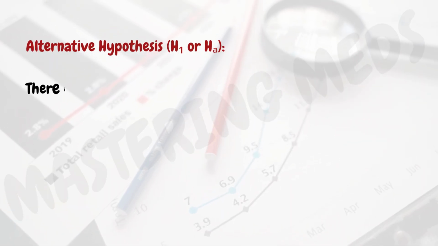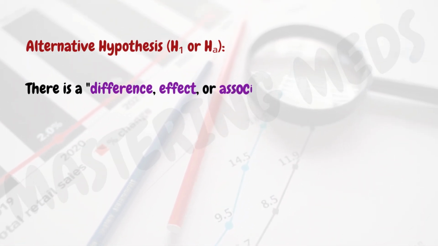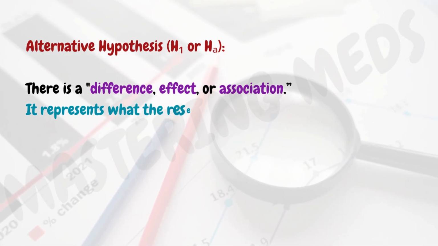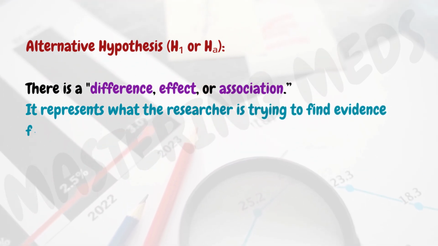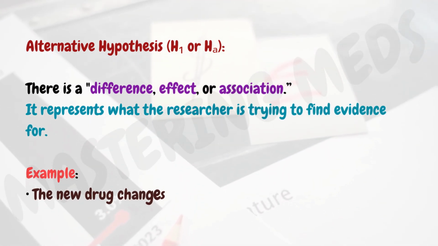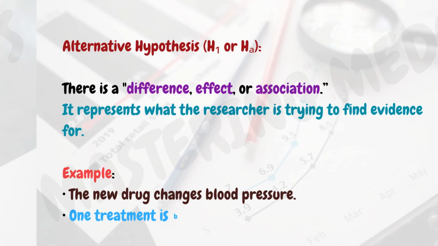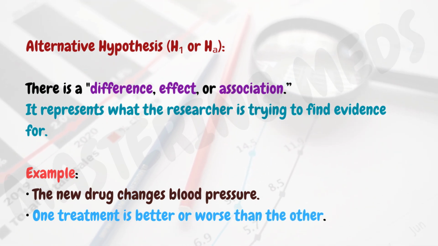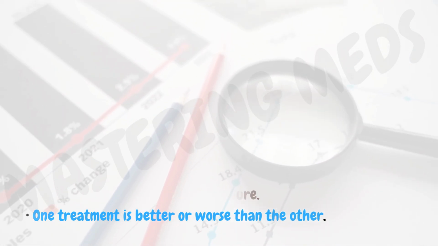Alternative hypothesis, H1 or HA. There is a difference, effect, or association. It represents what the researcher is trying to find evidence for. Example: the new drug changes blood pressure. One treatment is better or worse than the other.